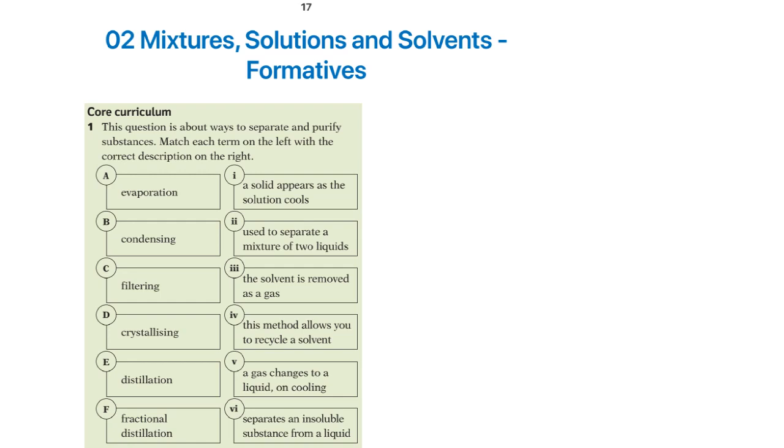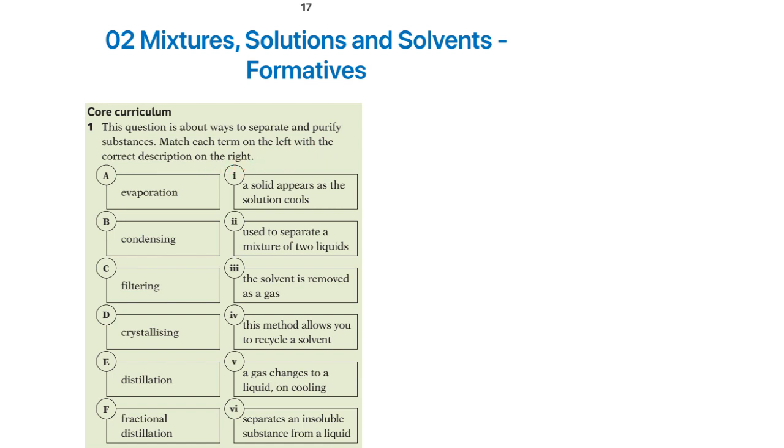Alright guys, so we're trying to do the worksheet for mixtures, solutions, and solvents. Formative worksheet, you already have it on Google Drive. So let's read the first question. This question is about ways to separate and purify substances. Match each term on the left with each correct description on the right.